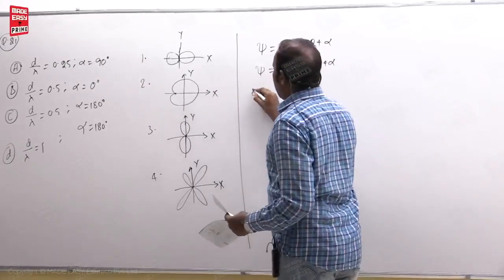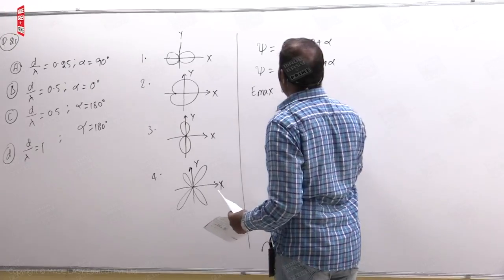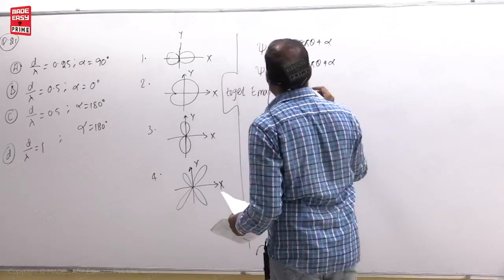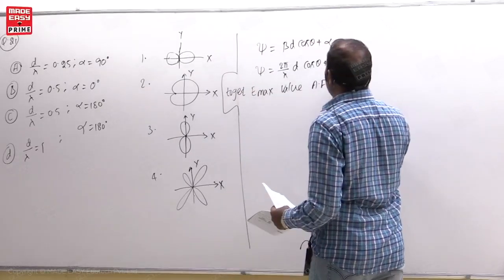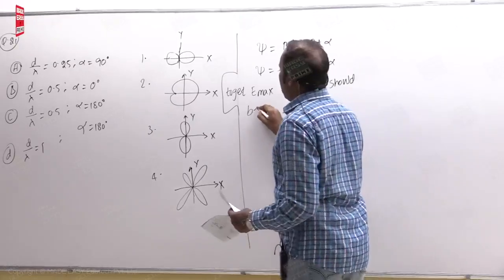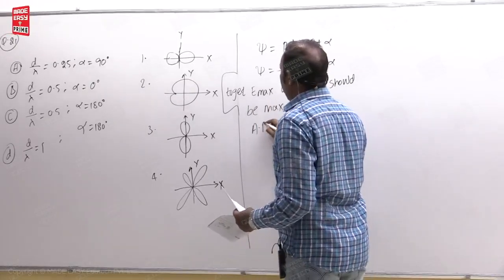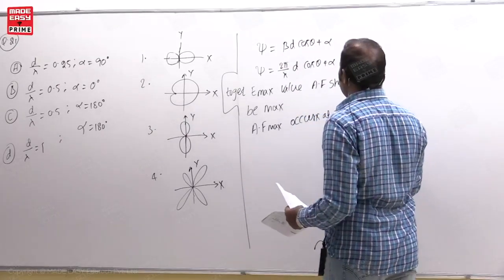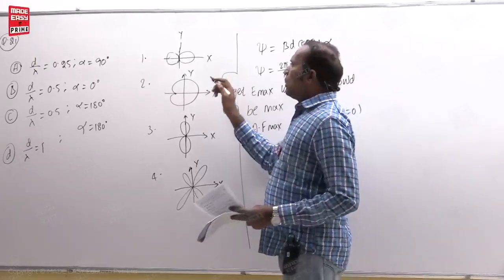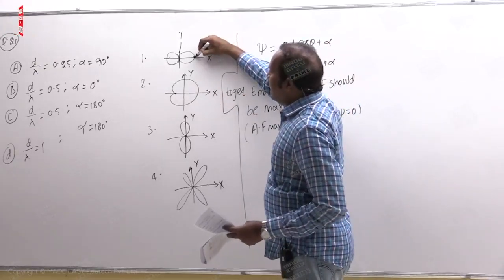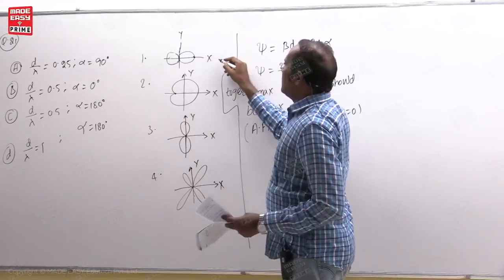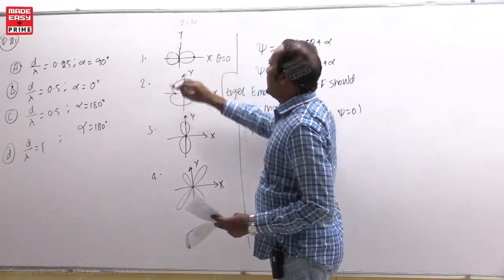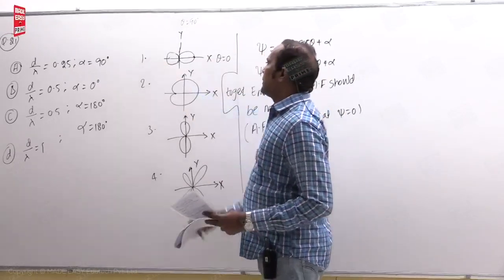Actually for the electric field maximum value, I will do one thing. To get the electric field maximum value, the array factor should be maximum. So AF maximum occurs at psi is equal to 0. What is happening here, student? We will check the maximum electric field angle we will find. Here he is taking this as theta 0, this is 90 degrees, this is 180 degrees, like this.